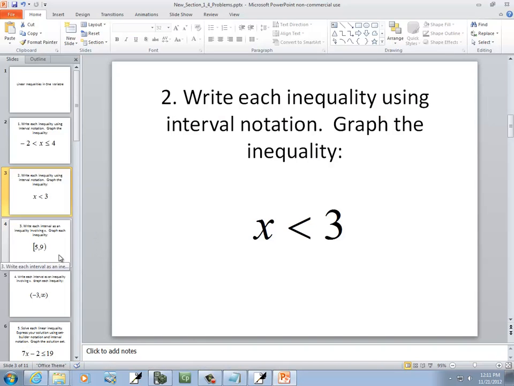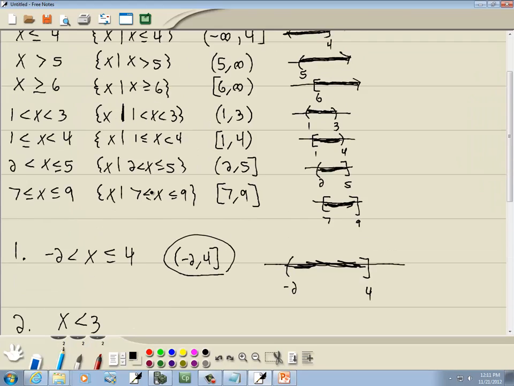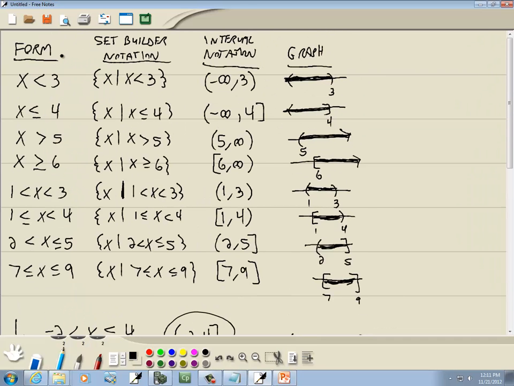Here we got x is less than 3. It says write interval and graph. So I come over here, I'm looking for x is less than a number. Oh, that's bad. I actually put 3 up here. So the interval notation looks like this, and then my graph would look like this. But normally I would replace this 3 here with whatever number's down below.